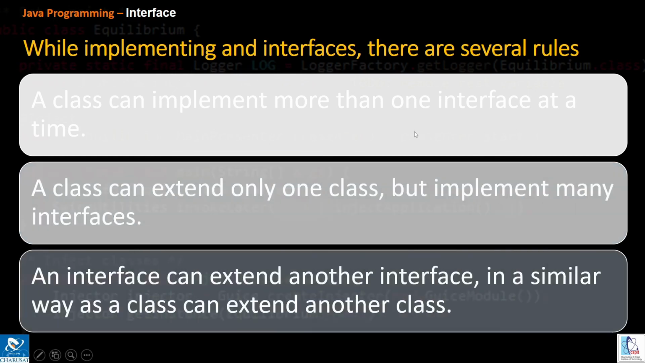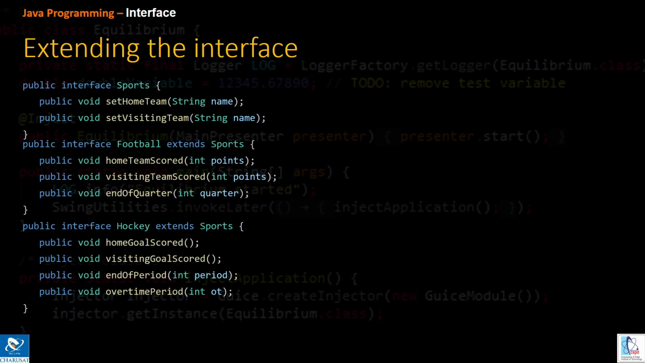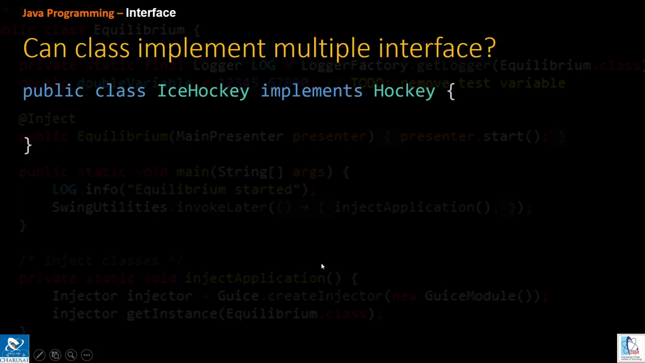An interface can extend another interface in a similar way as a class can extend another class. This is what we have discussed earlier. Consider the example where Sport is the interface, and that interface has been extended by another interface called Football, and Hockey is also extending it. Remember the thumb rule that the extends keyword is supposed to be used when you are extending the functionality. Here you have two functions, then three functions, which means you made a total of five functions. That is the meaning of that.